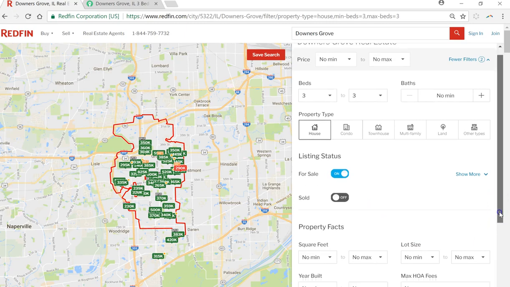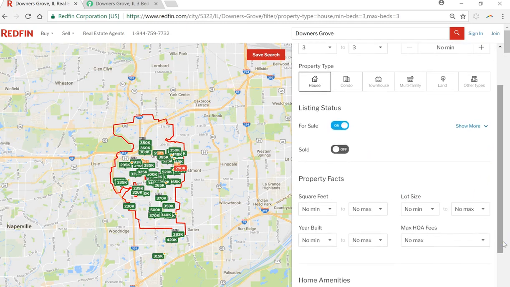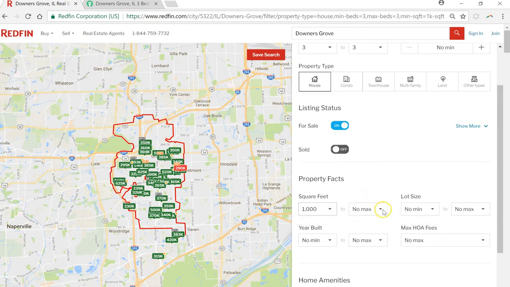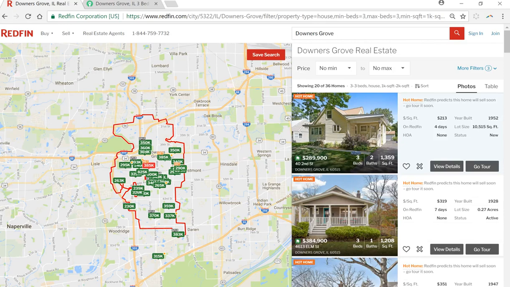And sometimes if you understand how it works, you can change the square footage. So I don't buy anything under 1,000. So I would start with a minimum of 1,000, and I'm looking for nothing that's over 2,000. So 2,000 square feet. You see that? Then you can hit apply filters. And now it gives me all the properties that are in my market and that are similar to what I'm looking for.